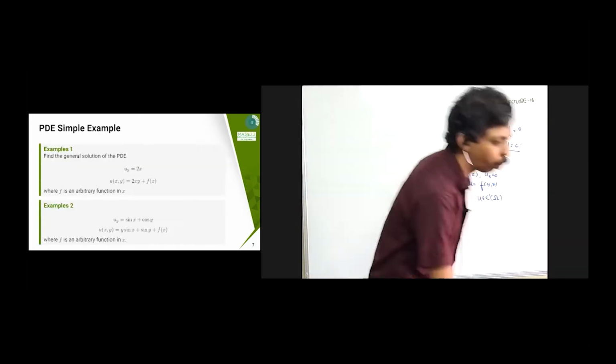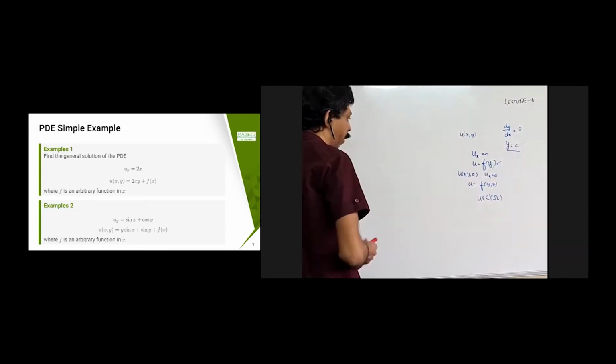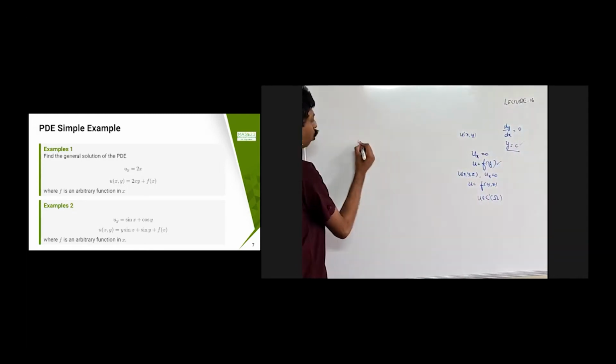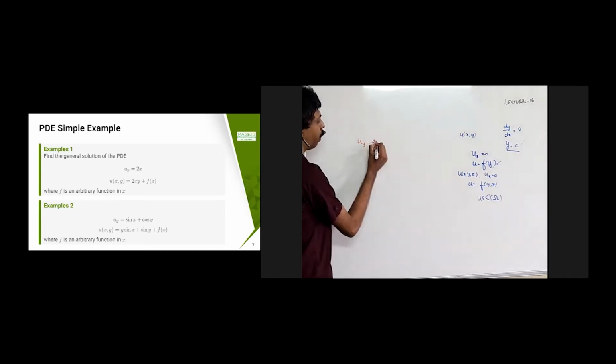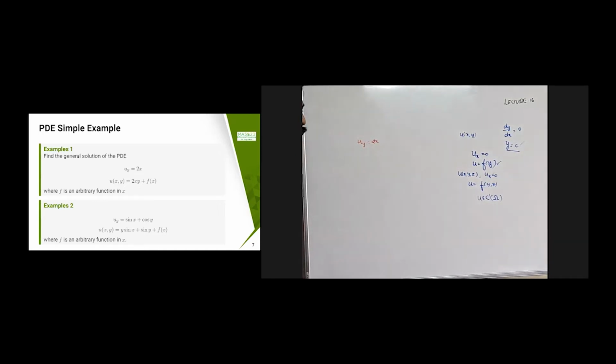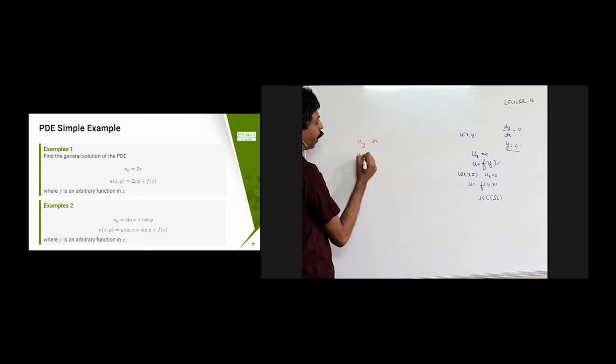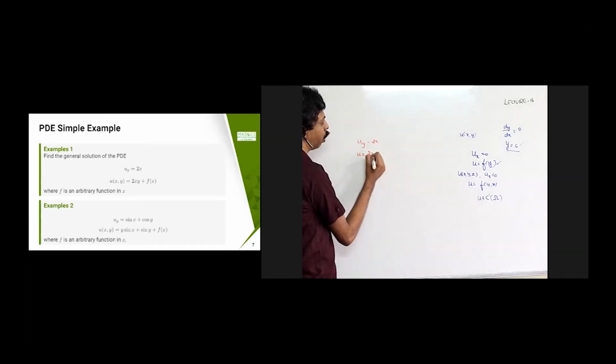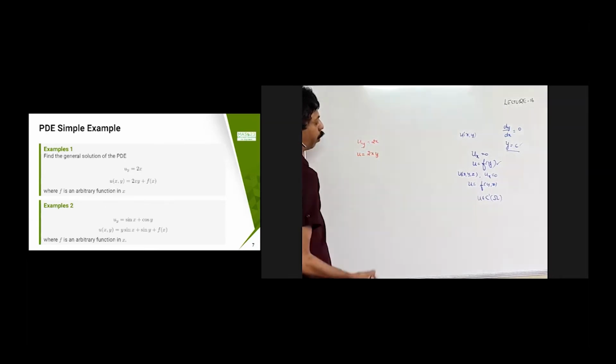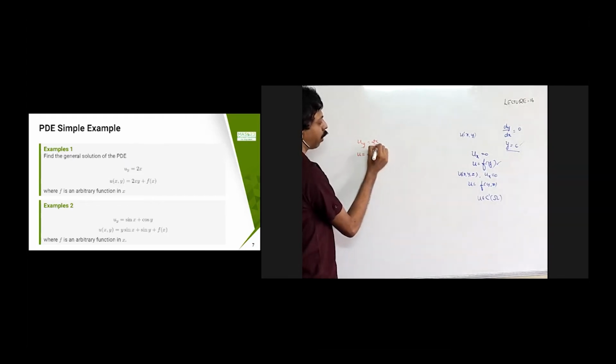Again, one more problem. Again, we are going to solve problems mostly. So uy equal to 2x. How do we solve this problem? Uy equal to 2x. In this case, I have to integrate with respect to y only. Therefore, u is going to become 2xy, because with respect to y, 2x is constant.